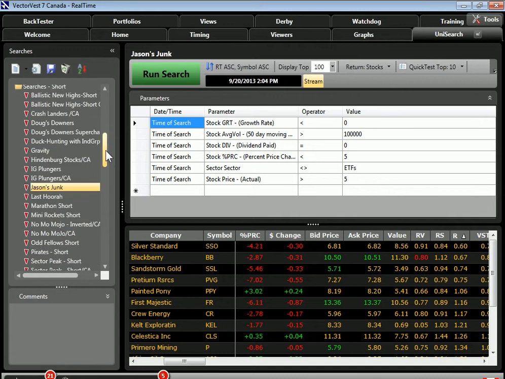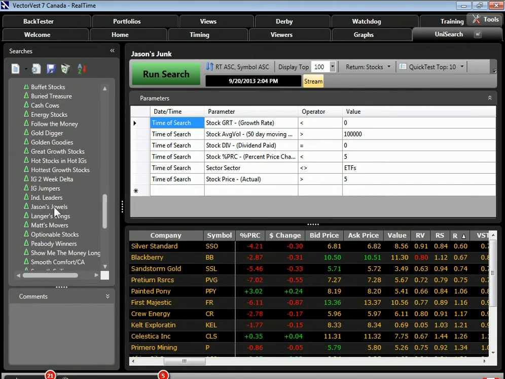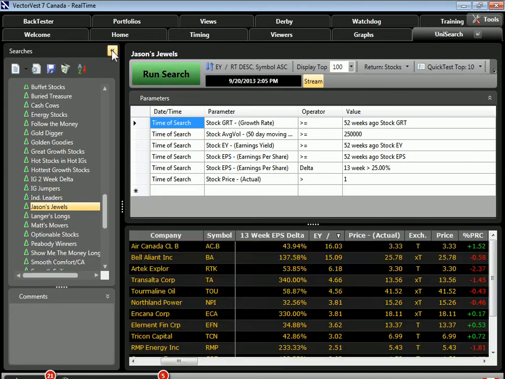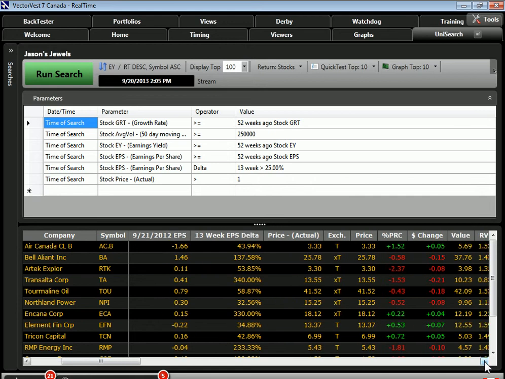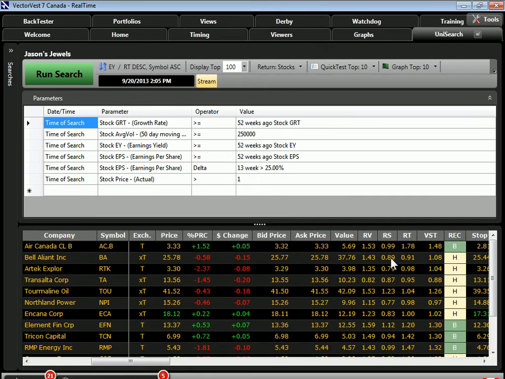Let me go back really quick to the Searches, Special Searches folder, and back to Jason's Jewels. I'll go ahead and run that search, and we'll take a look at some of the stocks that this search finds. If I scroll over to the right, for the most part we're looking at undervalued stocks with pretty good fundamentals. You can see a lot of these stocks have RVs above 1, so we know that they have long-term price appreciation potential. Most of them though have RTs that aren't well above 1. The top one obviously is Air Canada, has an RT of 1.78, but some of these haven't made that run yet.